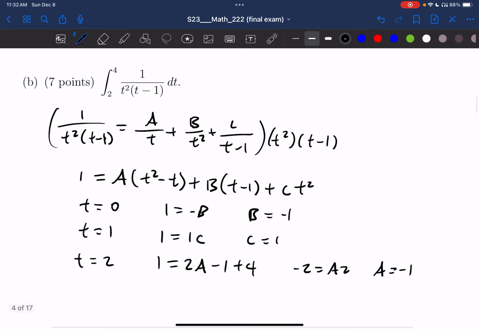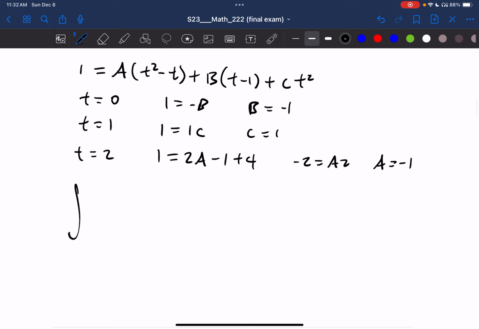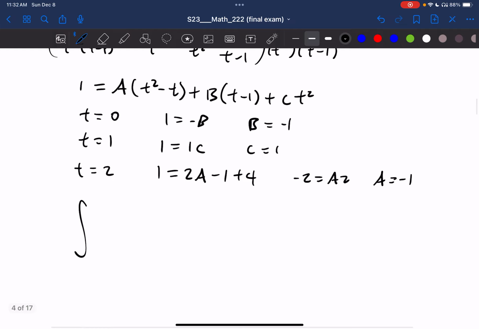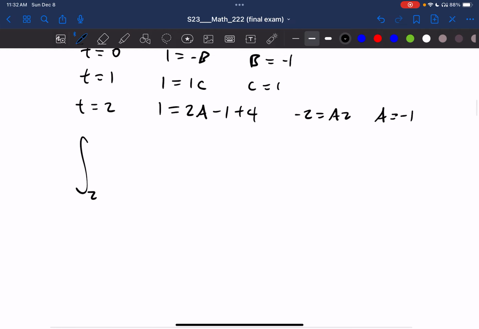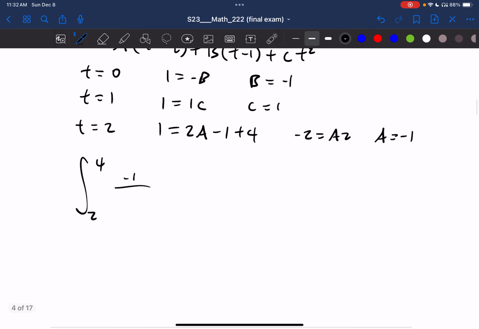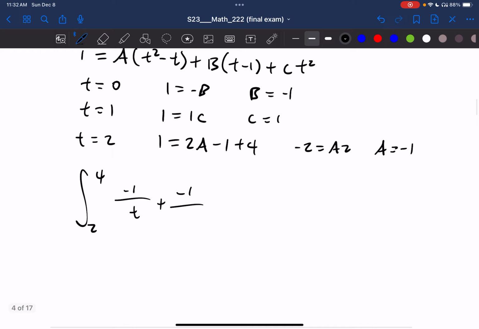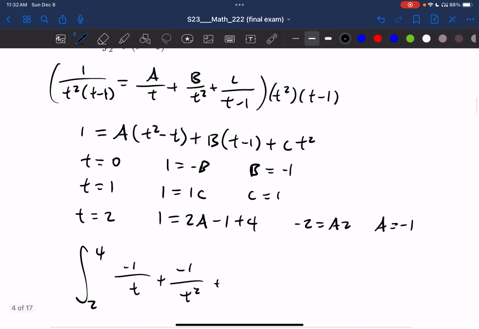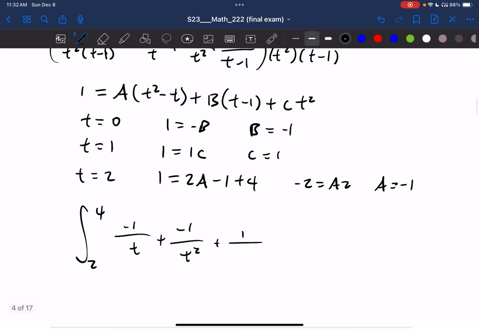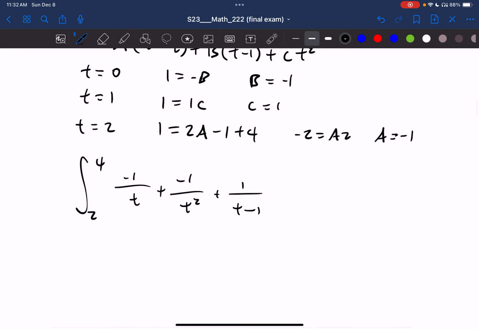So from this, we can apply the partial fraction decomposition. We plug it into the integral from 2 to 4 of negative 1 over t, plus negative 1 over t squared, plus c, which is 1 over t minus 1, dt.